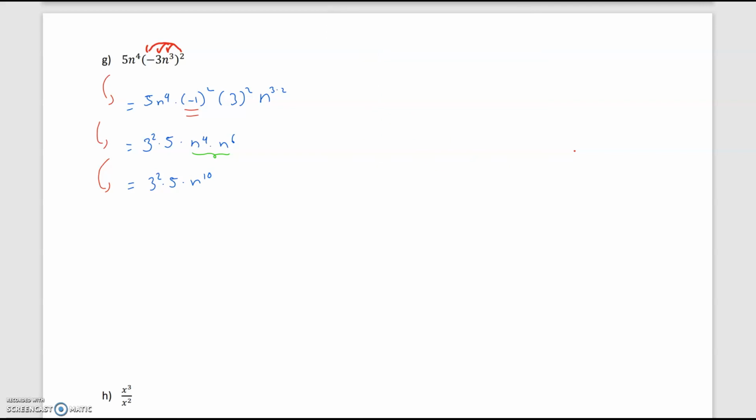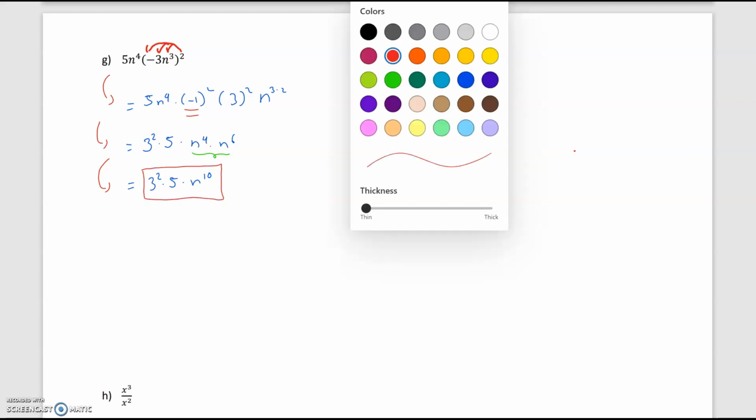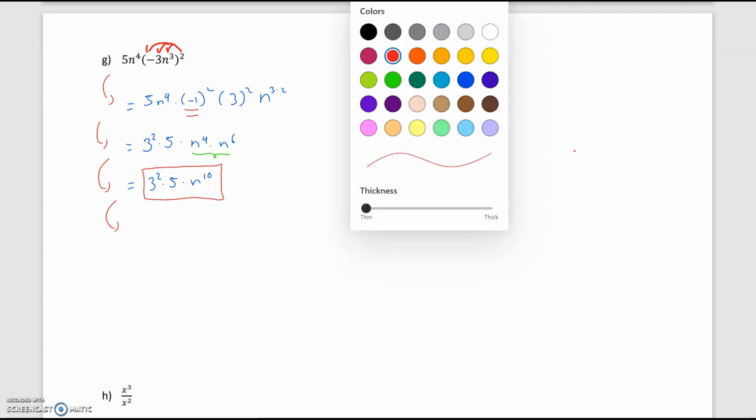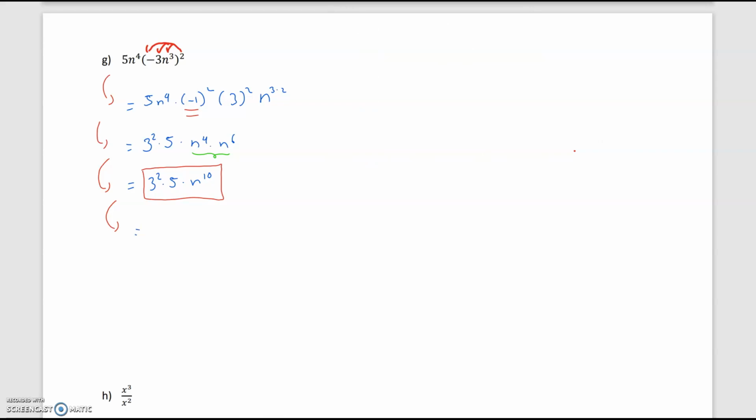Now, this is a possible answer in case they want it in prime factor form. Most likely, they're going to want us to expand. So if they do want us to expand, then we're looking at 9 times 5 times n to the 10th, or 45 n to the 10th.